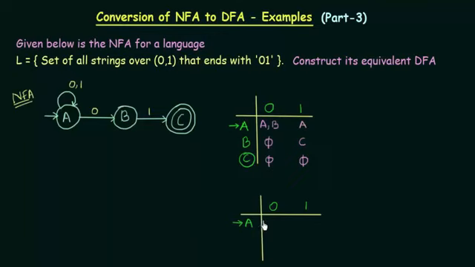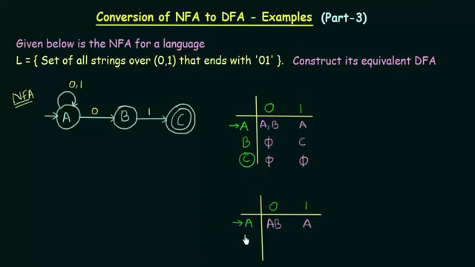A on getting input 0, where does it go? It goes to states A and B. But in a DFA, we cannot send it to two states. So we will convert this into a single state, which I will call AB. And A on getting input 1, where does it go? It goes to A itself. So that is okay, we can do the same thing here.